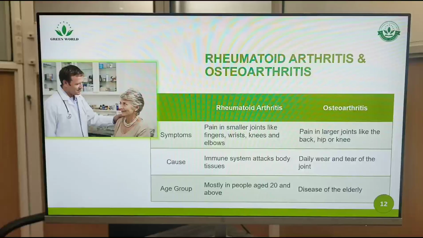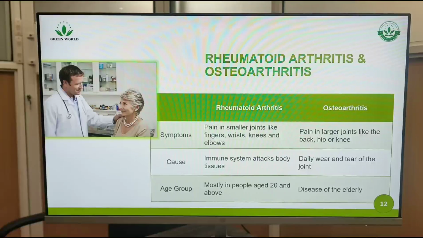Now, rheumatoid arthritis is suffered mostly by people aged 20 and above. So this one, mostly in people aged 20 and above, okay? That is for rheumatoid arthritis, while osteoarthritis is commonly suffered by the elderly.